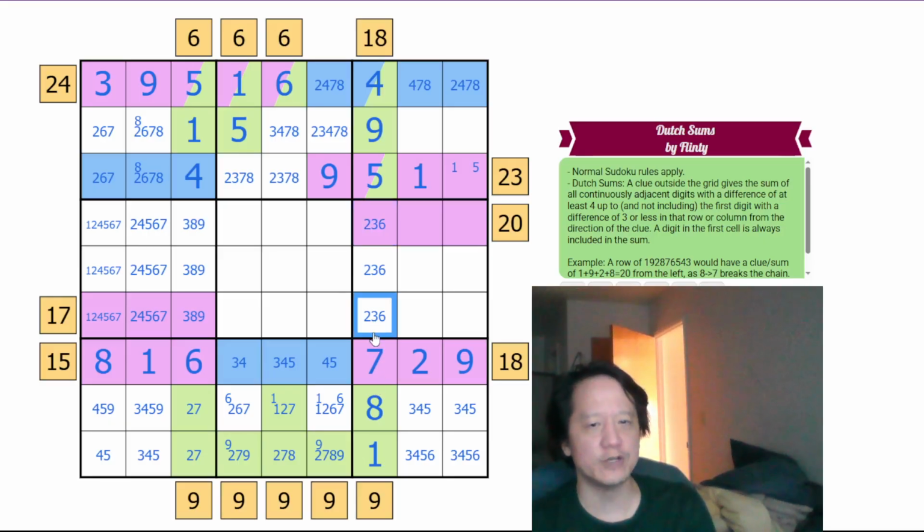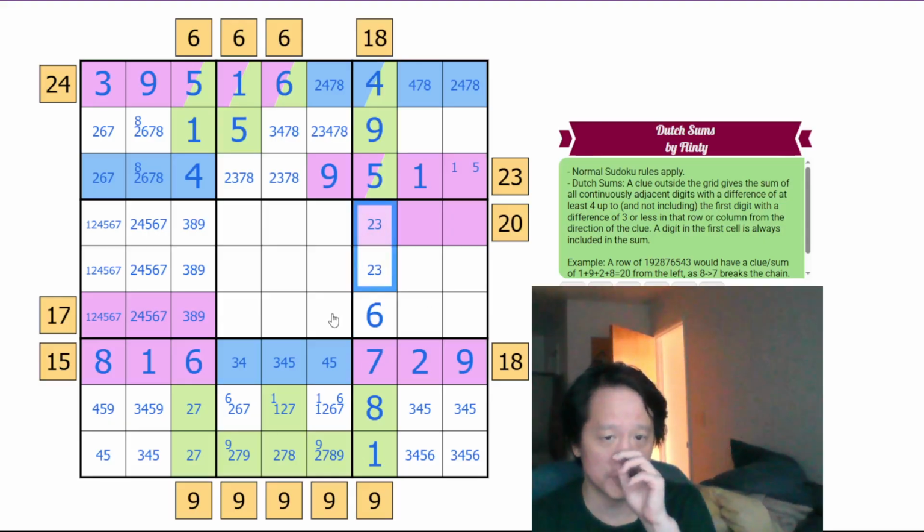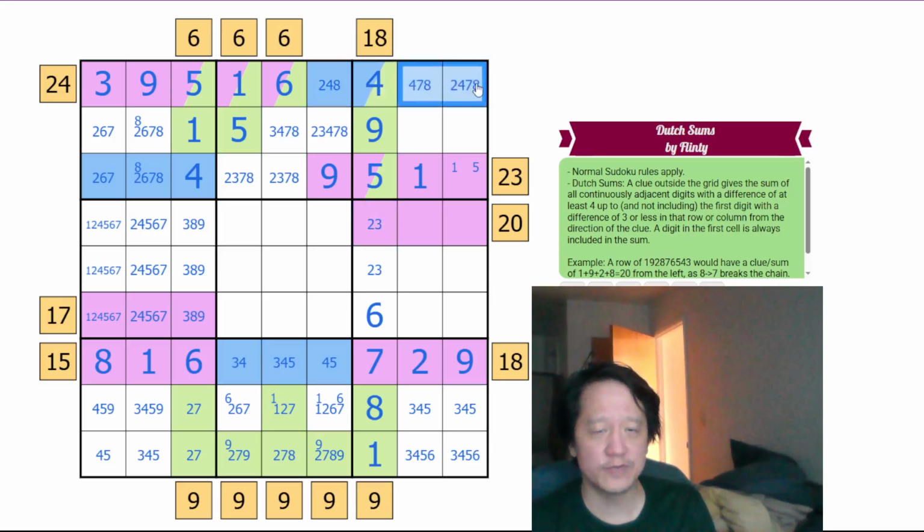But 2 and 3 are 4 or more away from 7. So this can't be 7, this is 6, which means this can't be 6 here. It's 2, 3 as a pair. 4 eliminates 4 in the rest of the row. Oops. Shoot. 4 in the rest of the row.